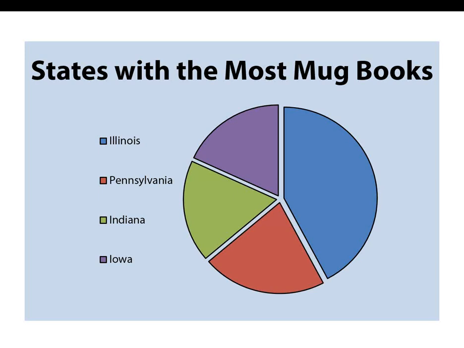So if we look again, we look in red, we have Pennsylvania there. There's 246 mug books that were done for the 67 counties that exist in Pennsylvania. There are 207 mug books that are done in Indiana for the 92 counties. And there are 207 also in Iowa for the 99 counties that exist in Iowa. So that's a pretty good representation, pretty good coverage for that particular population.